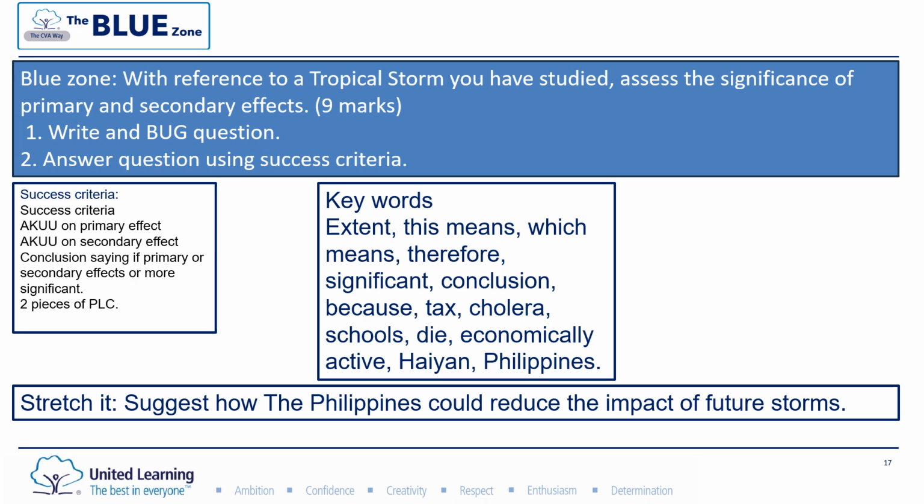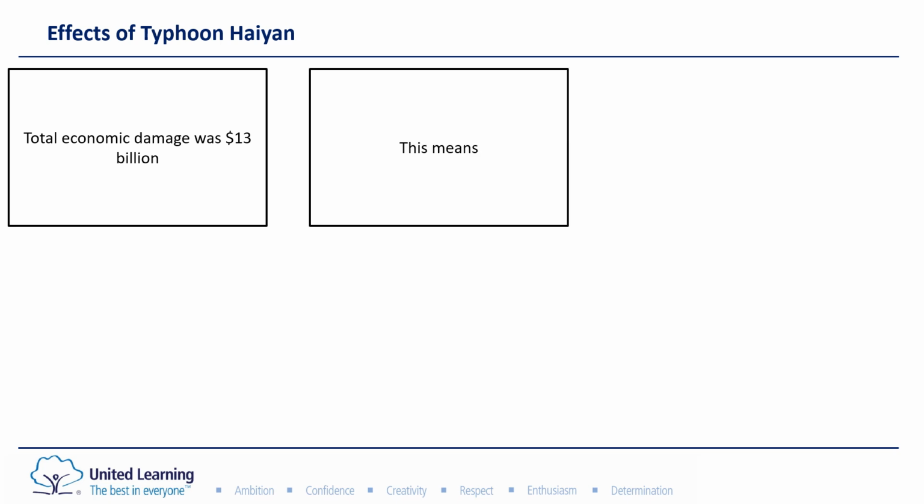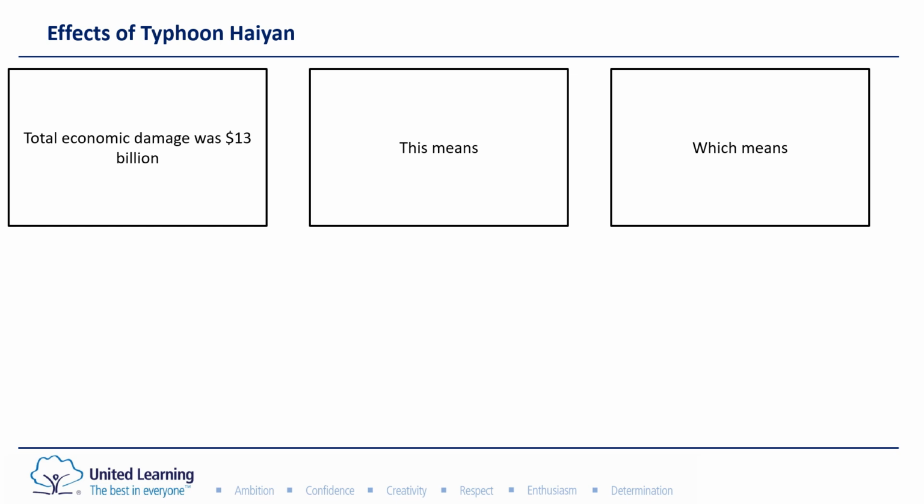I'll talk you through a chain of reasons to give you some ideas. So I might say, to a large extent, I believe primary effects are most significant after tropical storms. For example, the total economic damage of Typhoon Haiyan was 13 billion. This means the government may have to take out large loans to repair any damage, which means in the future the government will be paying off their loans, so it can no longer afford to improve public services, therefore having a drastic long-term impact on the Philippines, as public services such as schools and hospitals will not be able to provide the services needed.